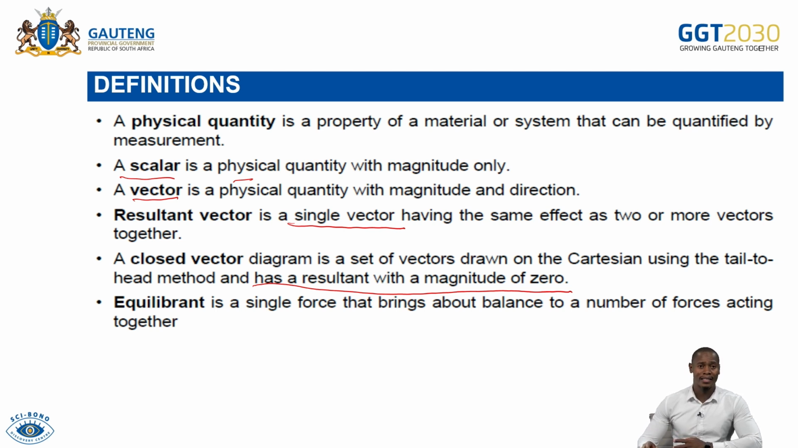What forms a closed vector diagram? Those are vectors that are at equilibrium. We'll talk more about that. Those are forces that are at equilibrium. And if we say forces are at equilibrium, you should know that their resultant is equal to 0, or the magnitude of the resultant is equal to 0.